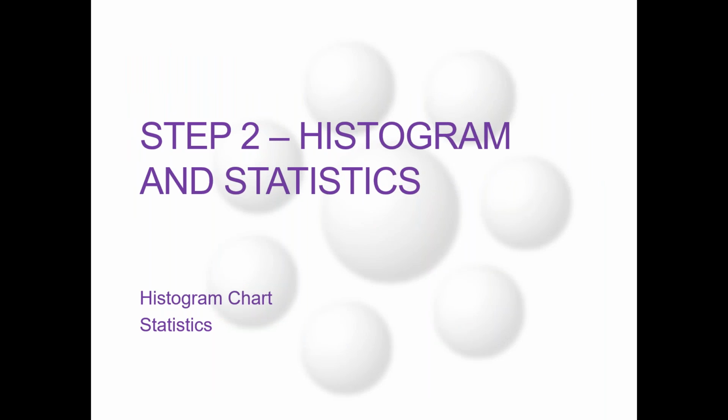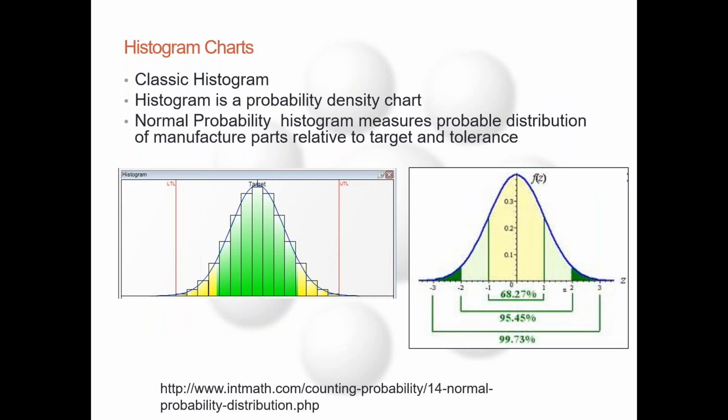We're going to move on to step 2, where we're now looking at the histogram and statistics. The classic histogram. A histogram is a probability density chart, which may not mean anything to you, but to us mathematicians it does. So just live with it. The normal probability of the histogram measures the probability of distribution of manufacturing parts relative to the target and tolerances. We're really talking about where the data is right on target, and then we can see how the data falls off in the same way the normal probability curve does.